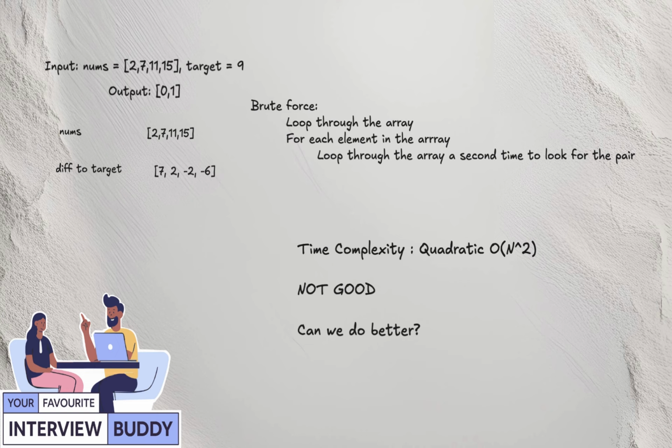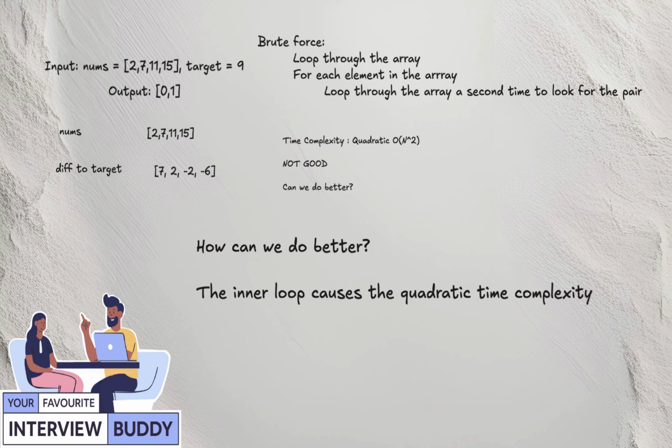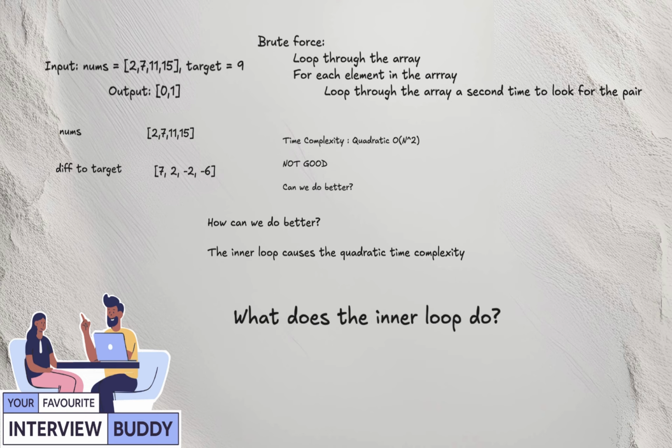We'll talk more about complexities in a future video. Now, can we do better? Can we improve our algorithm? How can we do better? What makes our current algorithm quadratic? It is because of the inner loop, the second loop, while we are trying to search for the difference between the element and the target. Can we get rid of this loop? How can we do that? We can do that by trying to analyze what this inner loop does, and whether we can do this in a smarter way.